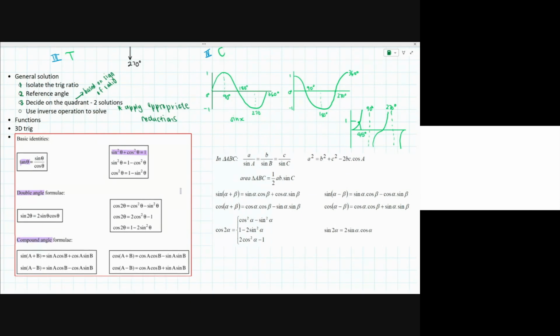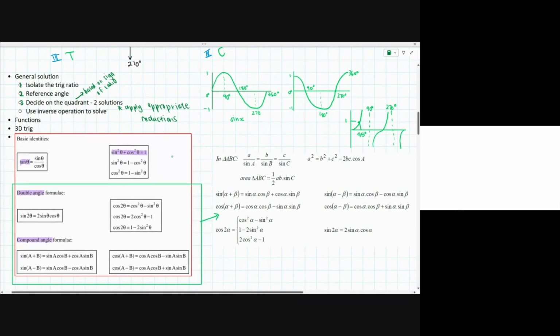But remember, these double angle and compound angle formulae are all on your formula sheet. The only ones that are not on your formula sheet are your Pythagorean or square identity and your tan identity. You need to know those. You just have to know them. They're not on the formula sheet. That is something that you have to remember.